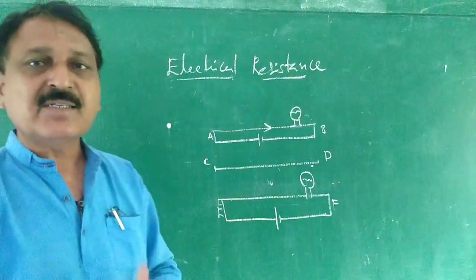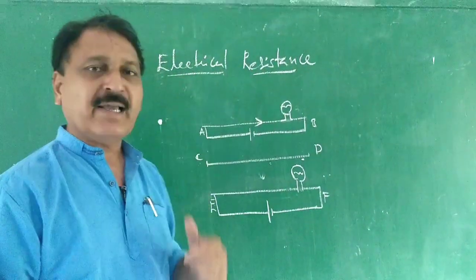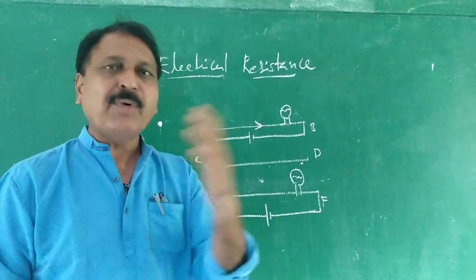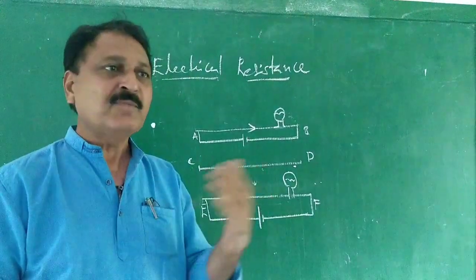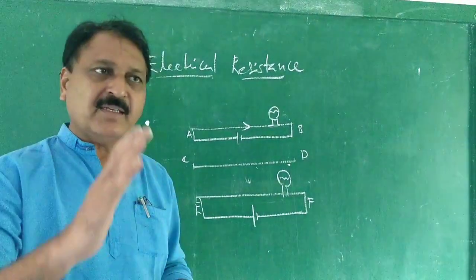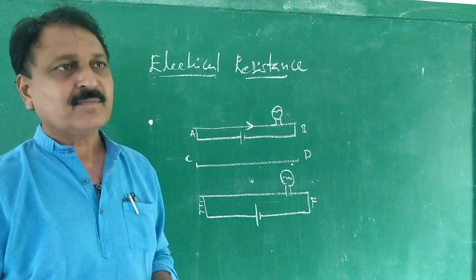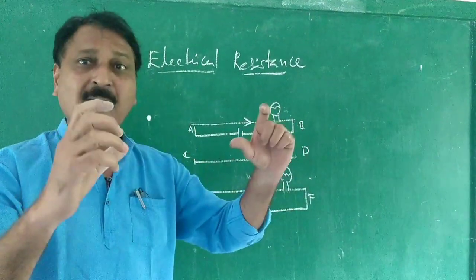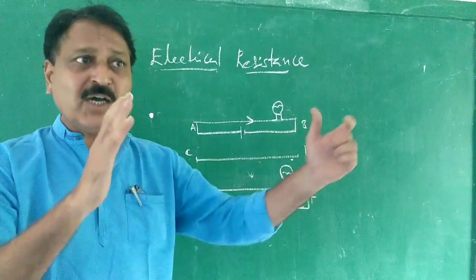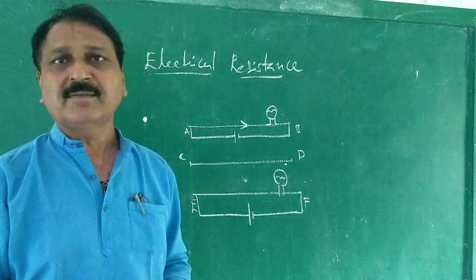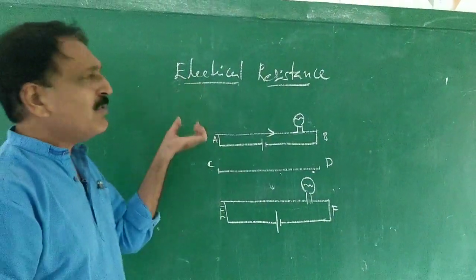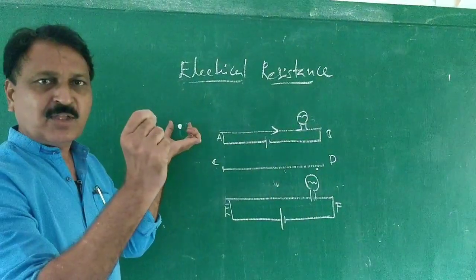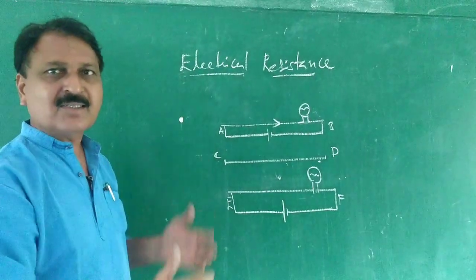So resistance, electrical resistance, can be defined like this. It is a property of an object or a material that opposes the flow of current. Resistance is the property of a certain material or an object made of that material which opposes the flow of current. So in simple terms, the opposition to the flow of current is called electrical resistance.